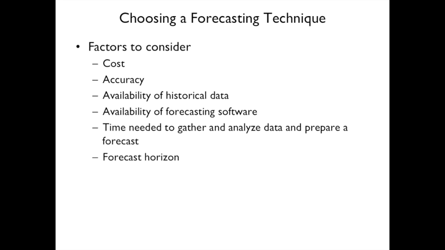And the availability of historical data. If you're not keeping track of things that you need to put in the model, don't use that model. Start keeping track of data. Maybe you can use it in the future. There's forecasting software. Is that available to you? Simplistically, you can use an Excel spreadsheet. You could go into a more complex statistics package.